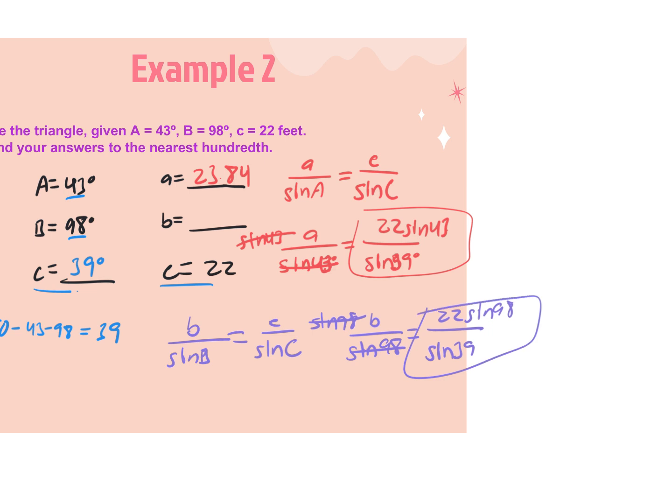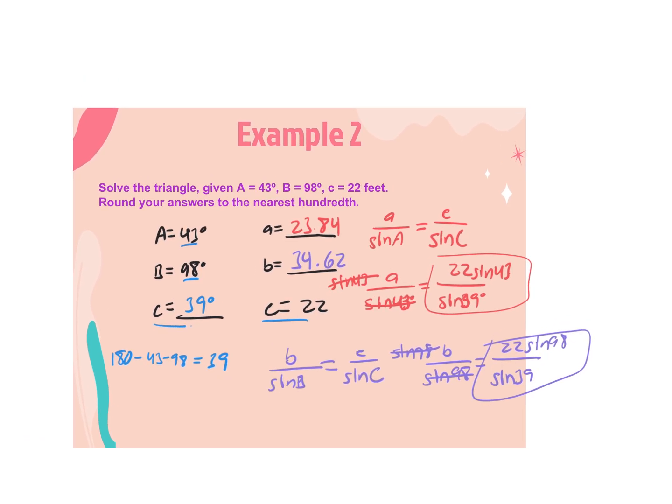All right, so if you do 22 times sine of 98 and divide your answer by sine of 39, you should get, to the nearest hundredth, 34.62. All right, that's all you got to do for that problem.